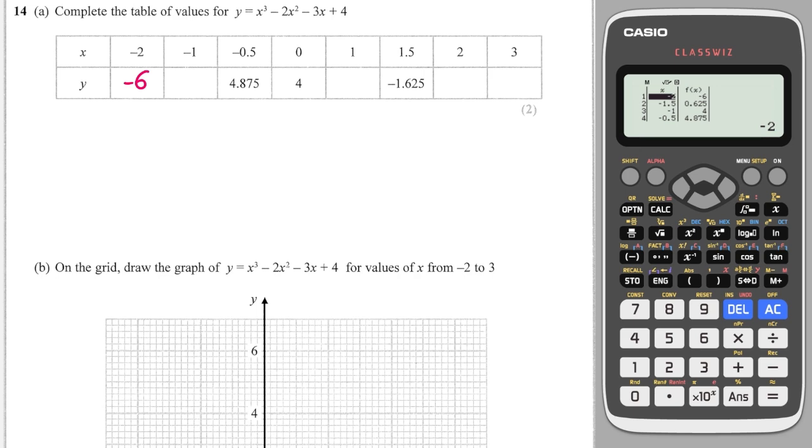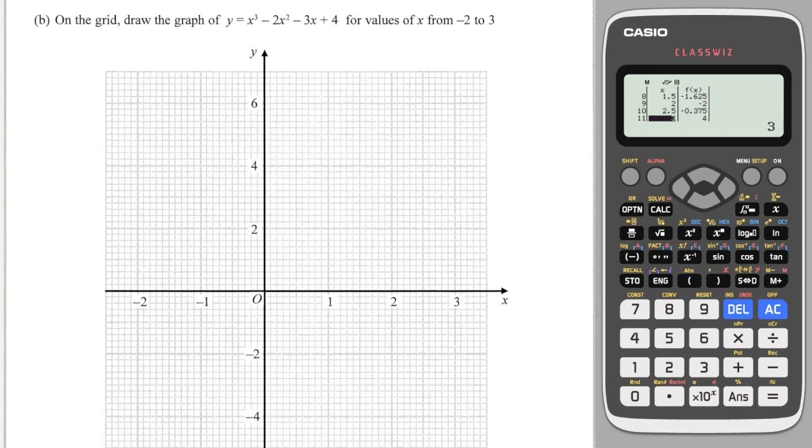Minus 1 is the next one, which is 4. And then the next one we need is 1, which is 0. And then we have 2, which is minus 2, and 3, which is 4. Okay, great. Now let's just plot that.